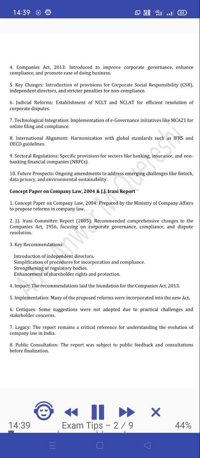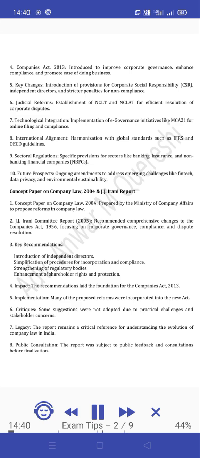Concept Paper on Company Law, 2004 and J.J. Irani Report. 1. Concept Paper on Company Law, 2004. Prepared by the Ministry of Company Affairs to propose reforms in company law. 2. J.J. Irani Committee Report 2005. Recommended comprehensive changes to the Companies Act, 1956, focusing on corporate governance, compliance, and dispute resolution. 3. Key recommendations. Introduction of independent directors. Simplification of procedures for incorporation and compliance. Strengthening of regulatory bodies. Enhancement of shareholder rights and protection.